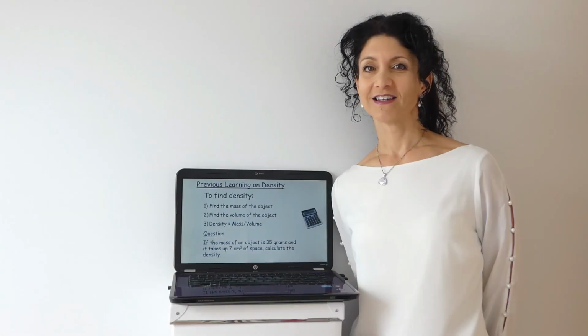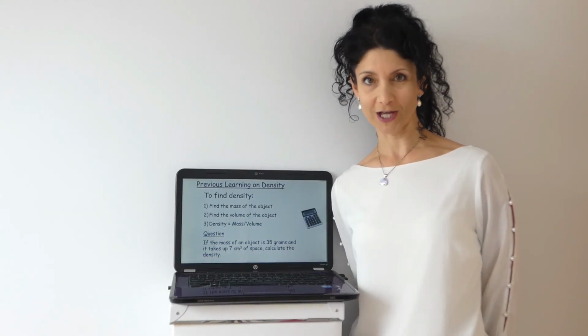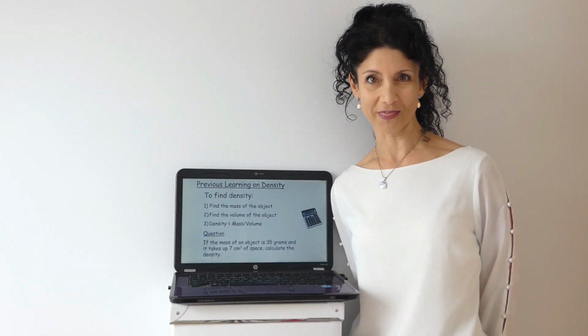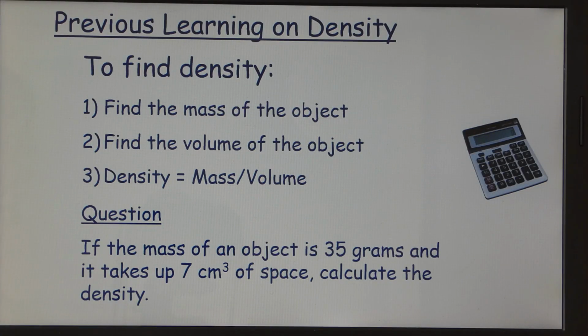Let's have a little look back at the type of sum you might be familiar with. Previously, you will have learned how to find density by following these very simple steps. Number 1, find the mass of the object. Number 2, find the volume of the object. Number 3, perform the calculation. Density equals mass divided by volume.